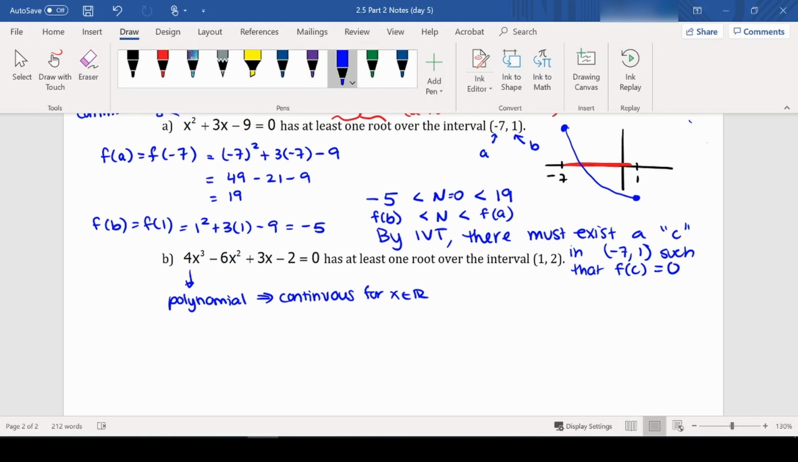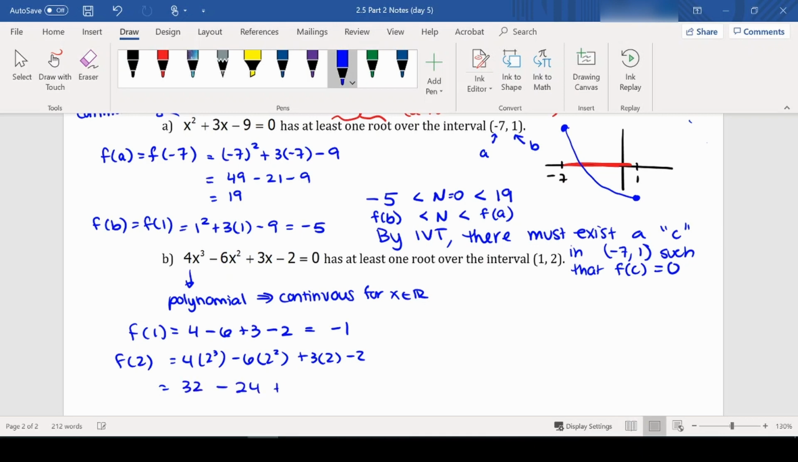Okay? So we know it's continuous. f of 1 would be 4 minus 6 plus 3 minus 2, which gives us -1. f of 2 would be 4 times 2 cubed minus 6 times 2 squared plus 3 times 2 minus 2, which gives us 4 times 8, which is 32, minus 6 times 4 plus 6 minus 2, which gives us 12. Okay, so again, we have that f of a does not equal f of b.